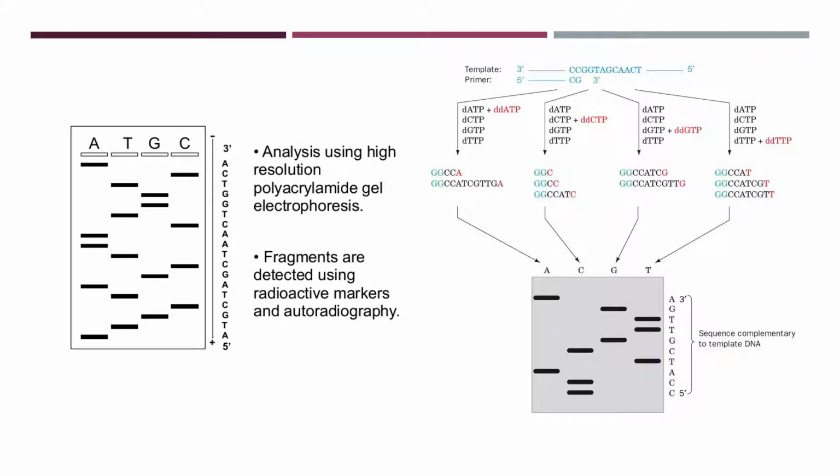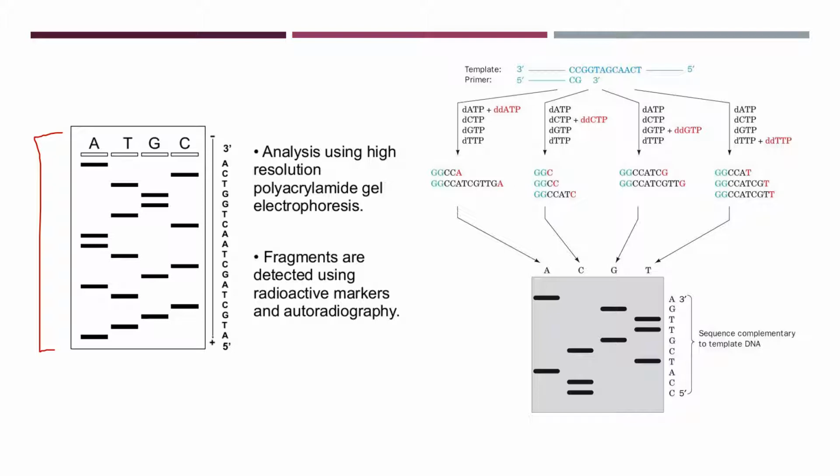After we obtain the 4 different reaction mixtures in which 4 different ddNTPs were added, we run polyacrylamide gel electrophoresis and the results are somewhat like this. Polyacrylamide gel electrophoresis is not similar to agarose gel electrophoresis. This will be discussed in another video. The fragments are detected using radioactive markers and autoradiography. However, we can also manually read the gel.